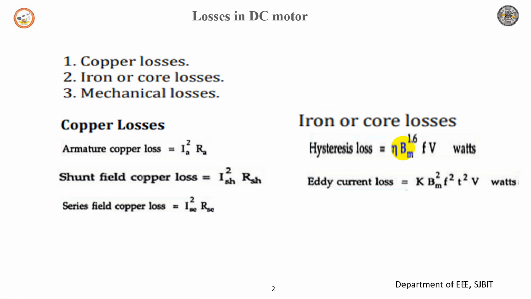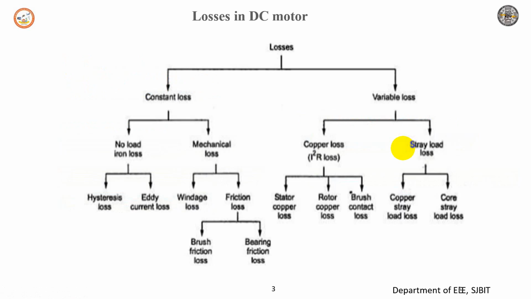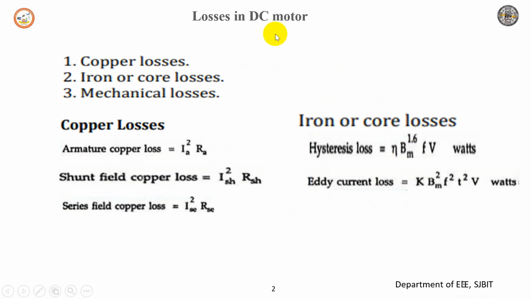To begin with, there are three types of losses in a DC motor, that is copper loss, iron or core losses and mechanical losses. When it comes to copper loss, it takes place due to the current flowing in a winding. There are basically two windings, armature winding and field winding. If you go through the video which is made on types of DC motor, you can see what type of windings would be there in a DC motor.